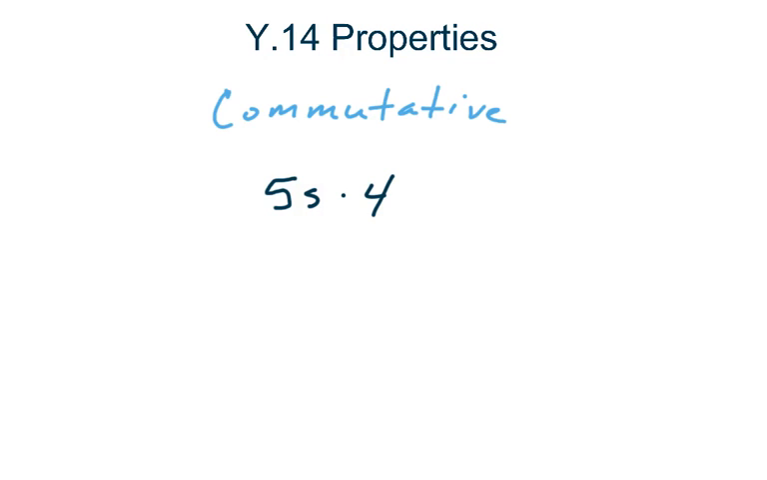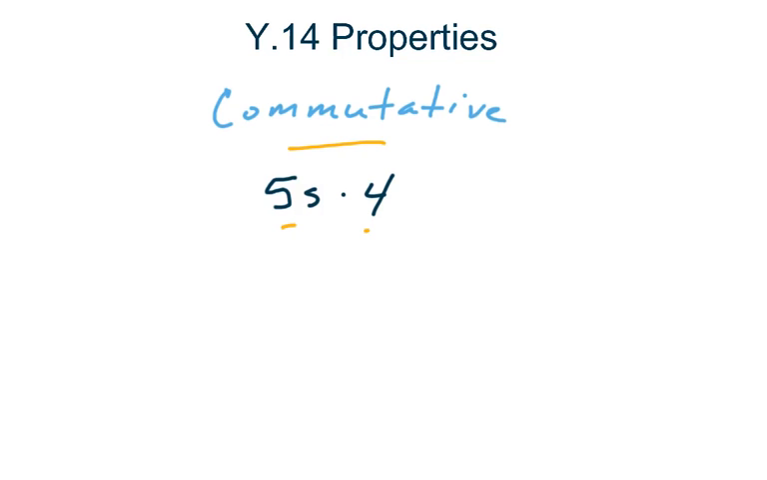Hey everybody, let's take a moment and look at IXL Y.14, which is about the properties we use in solving equations. So the first one we want to look at is the commutative property. Some people say "commutative," but you can see there's no N anywhere in this word. In the commutative property, we're looking at the order.